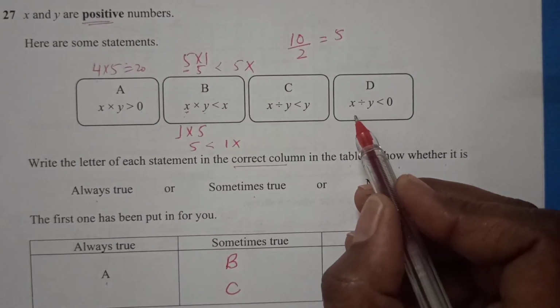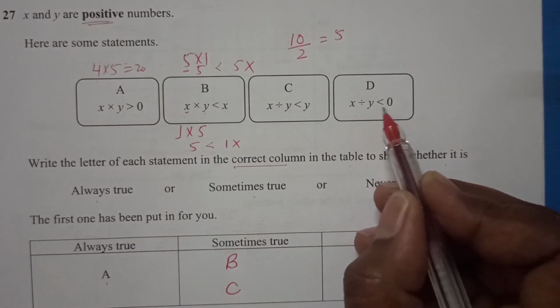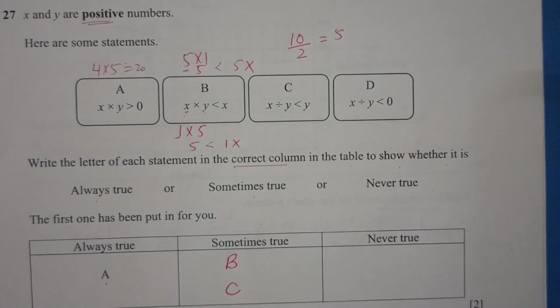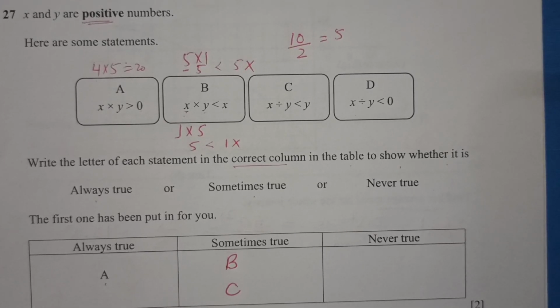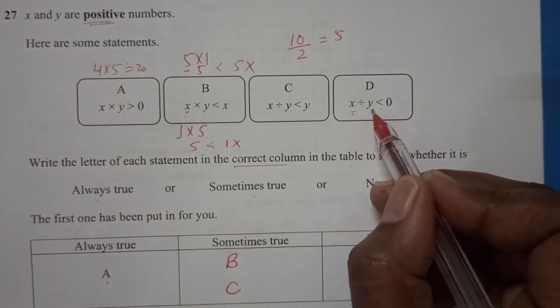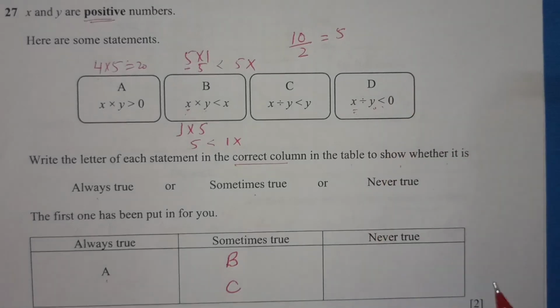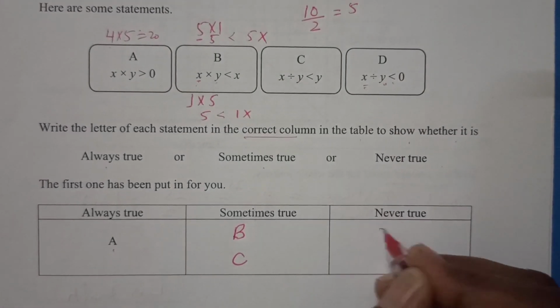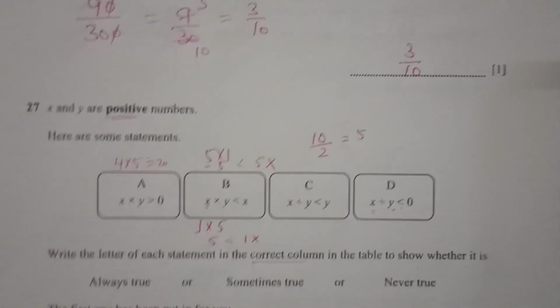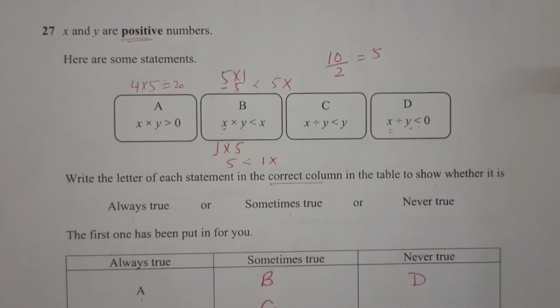Never true, x divided by y less than 0. It can never be true, because x and y both are positive numbers. If x and y are positive numbers, answer cannot be negative. So it's never true. So D will come over here. So that's it for this question. This was the last question of this paper.